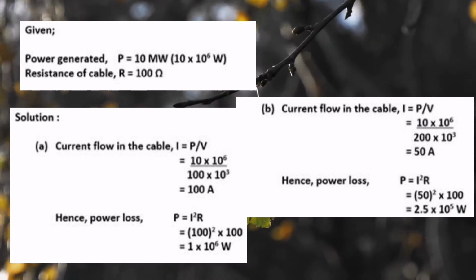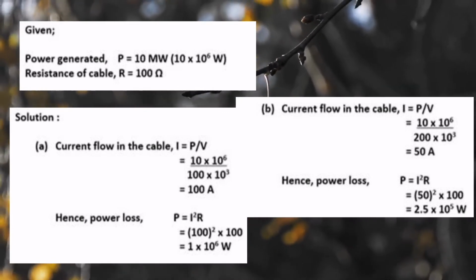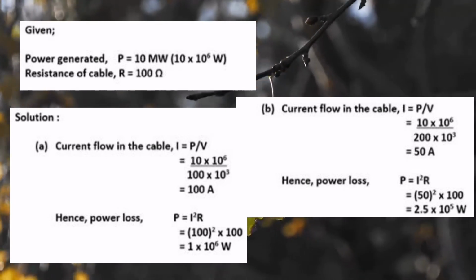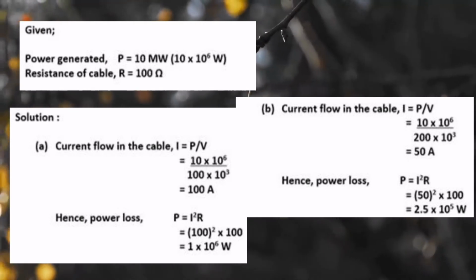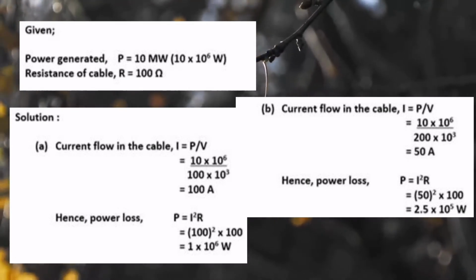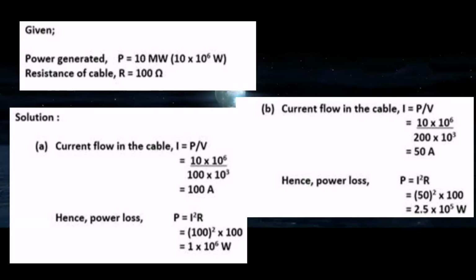It is get from this equation, I equal to P divided by V. So P is 10 megawatt divided by the voltage at A, which is 100 kilovolt. So the current flow will be 100 ampere.